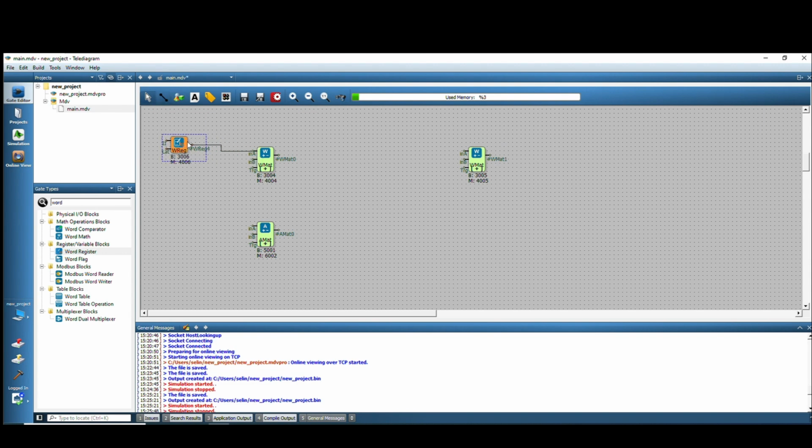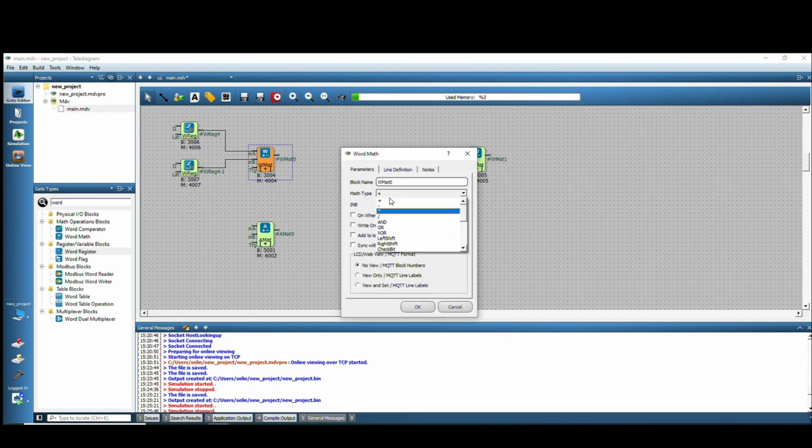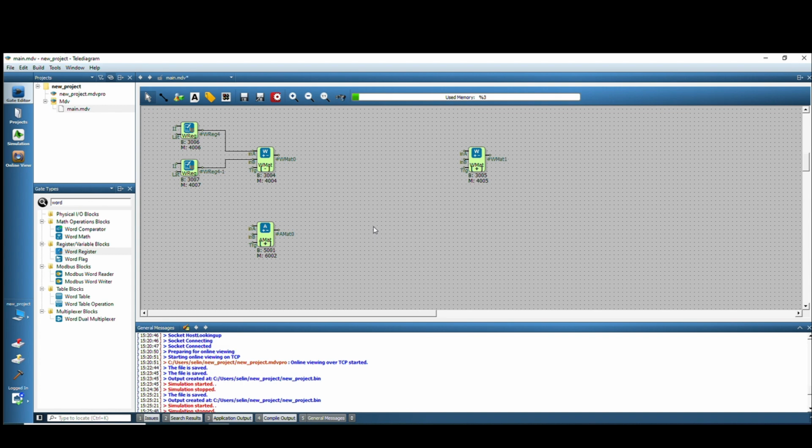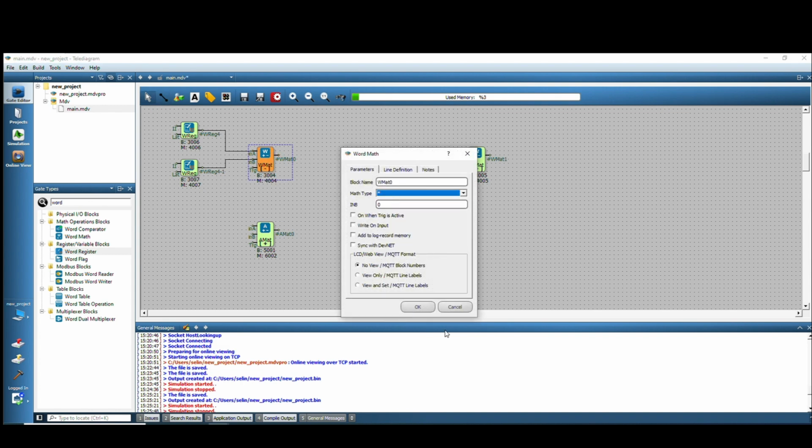First, let's see what can be done with the word operation block. With operation blocks, you can perform addition, subtraction, multiplication, division, XOR gate, left shift, and right shift operations.